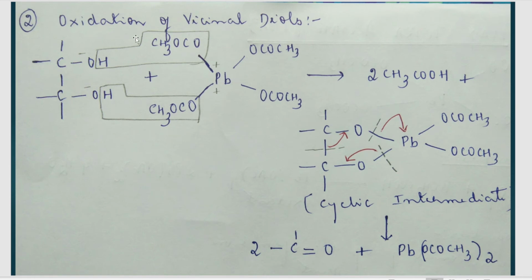Now, can you predict the byproduct? Yes, CH3COOH. You have two molecules of CH3COOH, which is your byproduct, and the main product that you've got is a cyclic intermediate. Now, this reaction is not over yet. Cyclic intermediates are usually very unstable, so to stabilize, bond breaking continues.